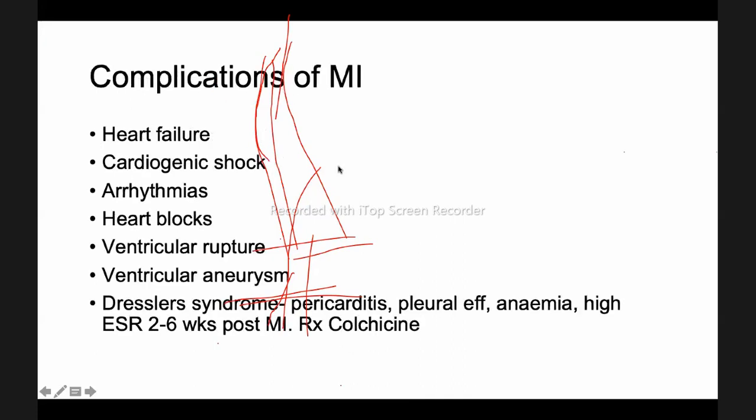The complications of MI are very important, because sometimes patients would have had the chest pain at home and ignored it, didn't even go to the clinic. Then they come in months later with heart failure. It's one of the complications of MI. They might come in cardiogenic shock, like we mentioned. Then they could have arrhythmias. They could even have heart blocks. Then if the infarction is very large and very severe, the myocardium can rupture.